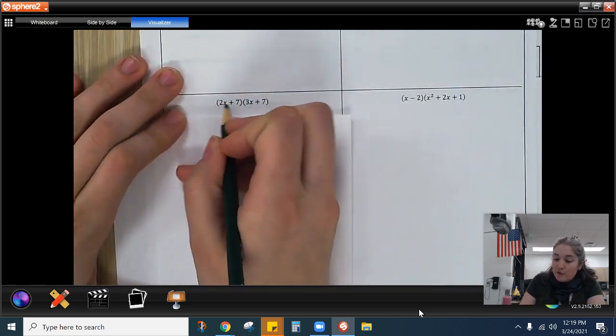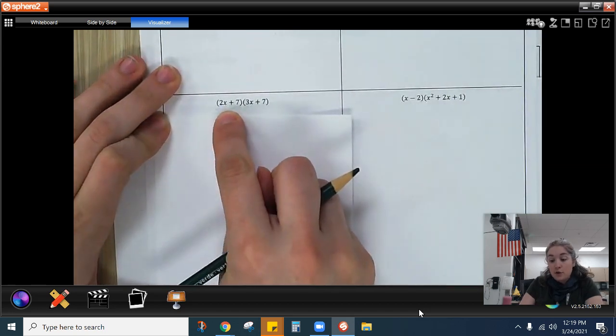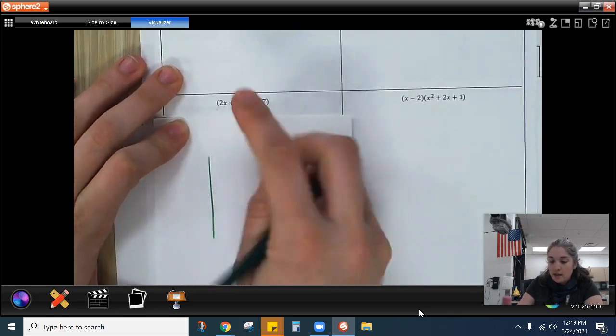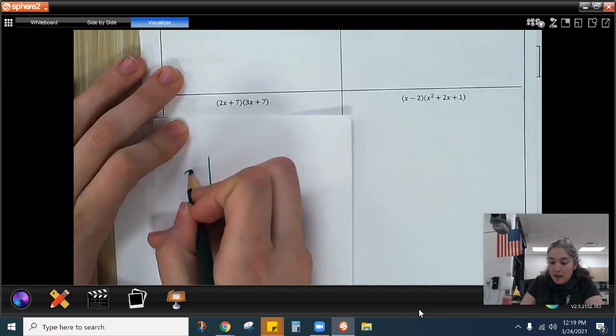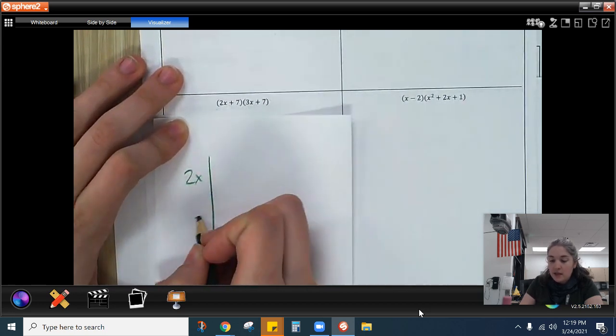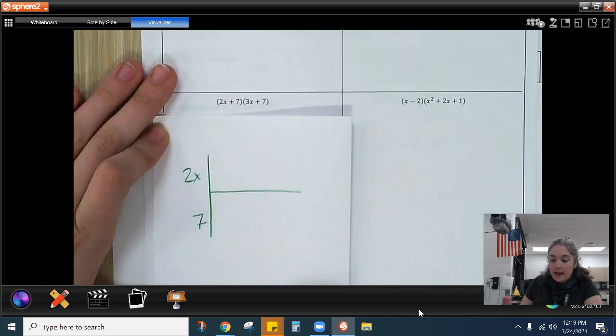So I've got, in my first parentheses here, 2 terms. So I need to have a box that is 2. All right, so I'm going to have 2x there, and I'm going to have my 7 there. And I'm going to draw a line separating them.